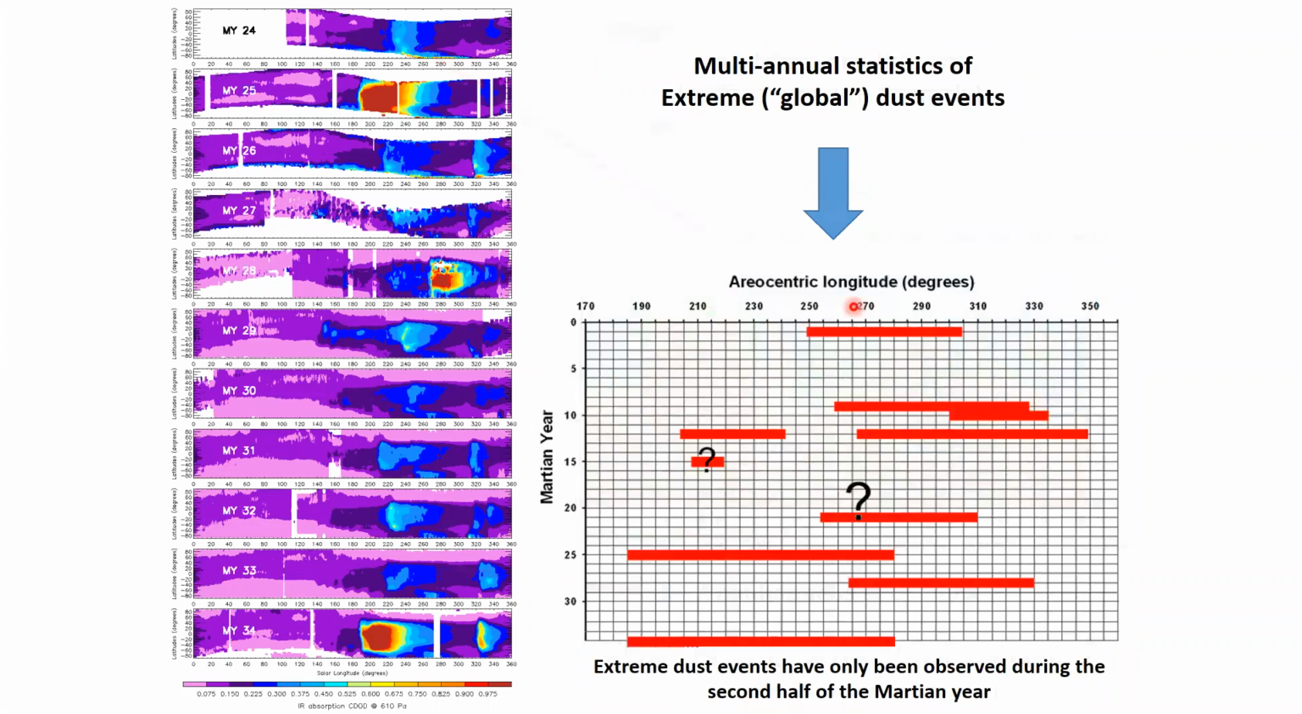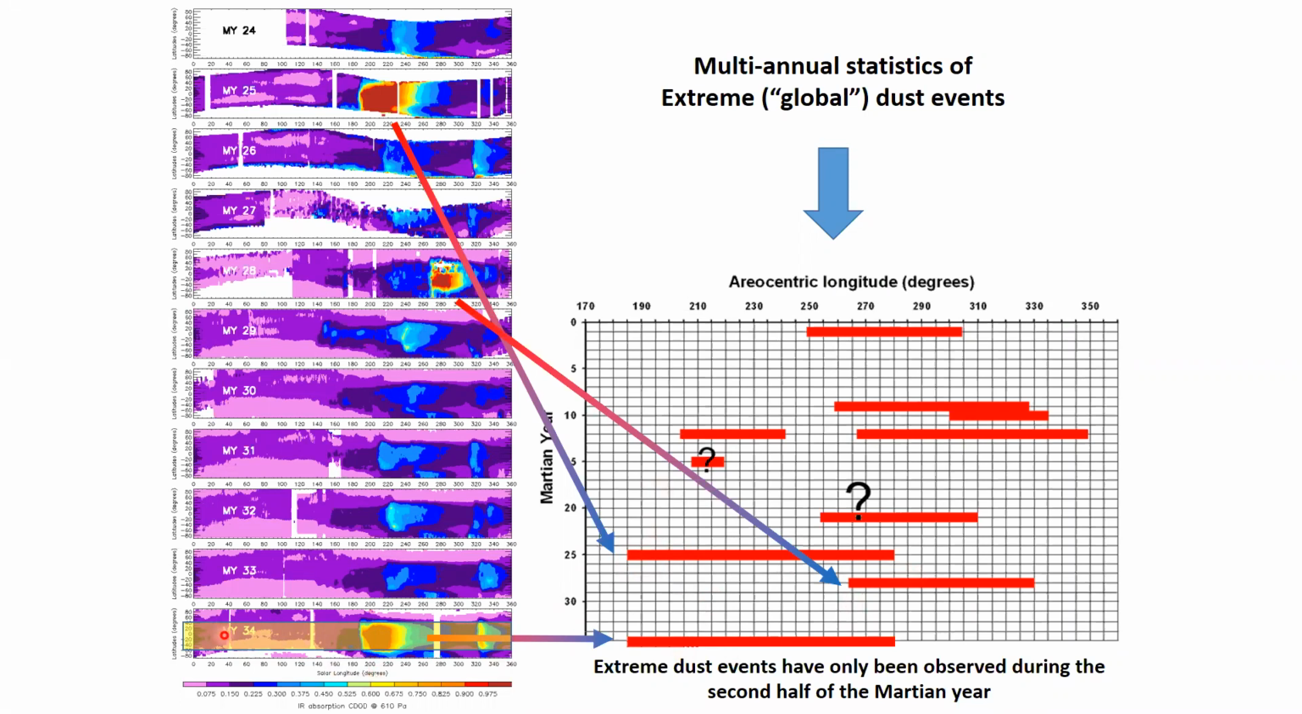What about the big patches, the red patches here? These are the extreme dust events. As I said, Martian year 25, 28, 34. So if we take an average, for example, focusing on Martian year 34, we take an average between minus 60 degrees in latitude and 40 degrees in latitude.